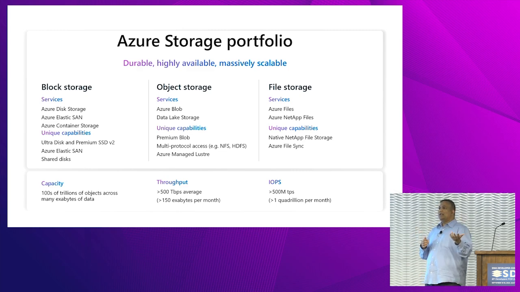We have a block set of services, block storage. We have a file storage set of services, and we have object storage. Most of this talk, I'm talking about object storage as the canonical set.